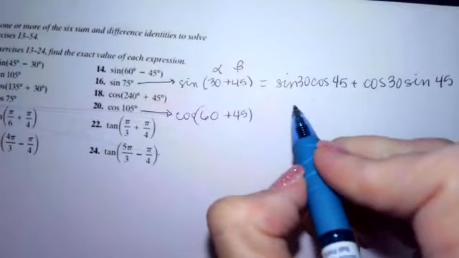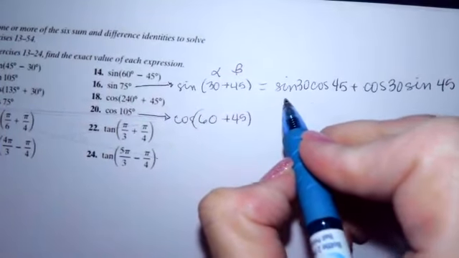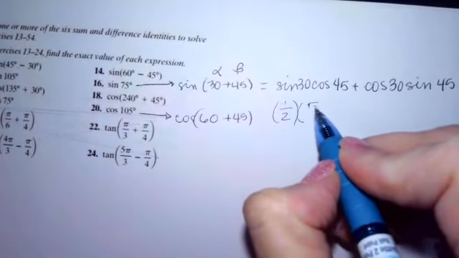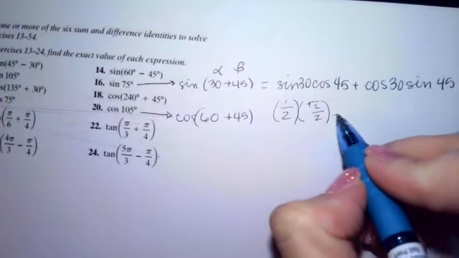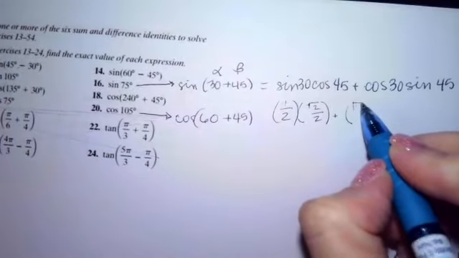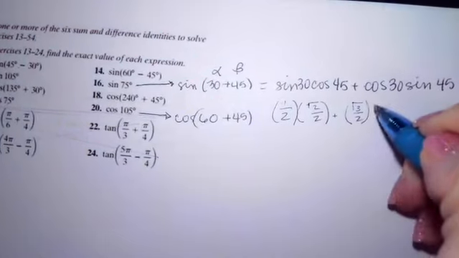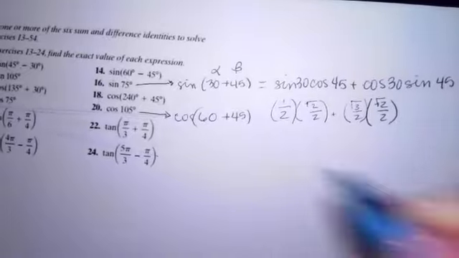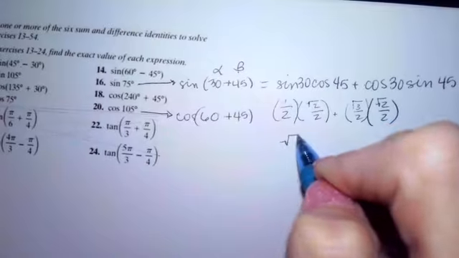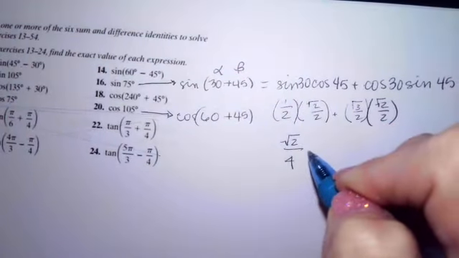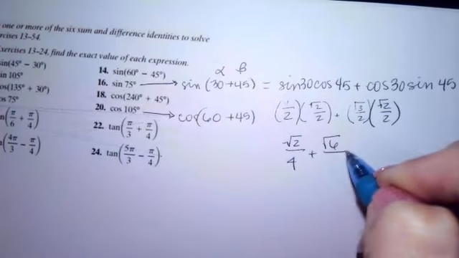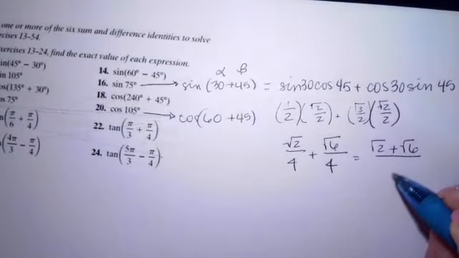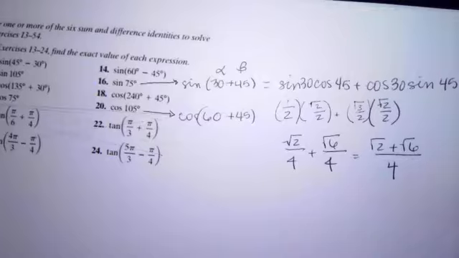So sine of 30 is 1/2. Cosine of 45 is root 2 over 2. Cosine of 30 is root 3 over 2. And sine of 45 is root 2 over 2. So then this is root 2 over 4 plus root 6 over 4, which is root 2 plus root 6 all over 4.